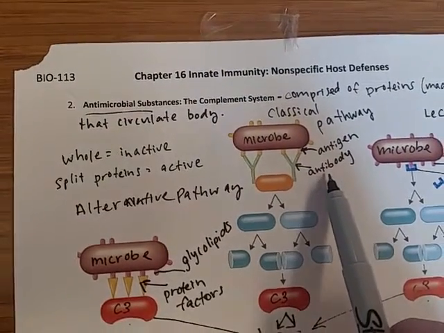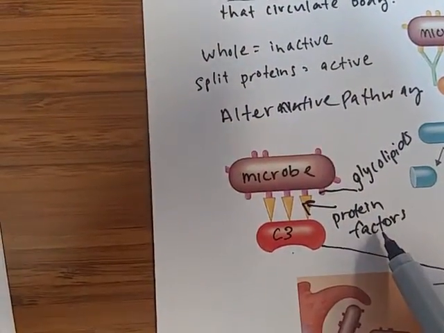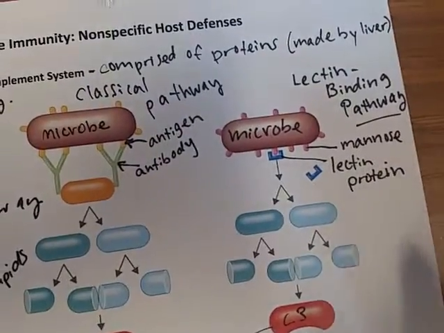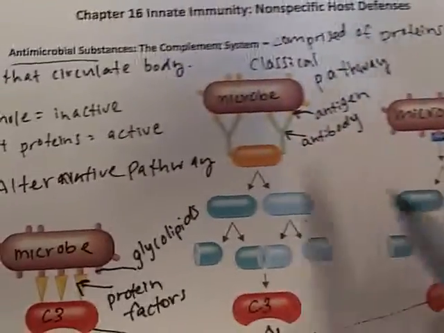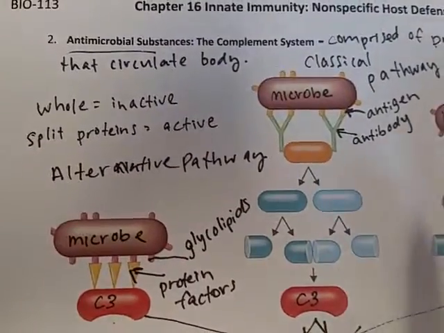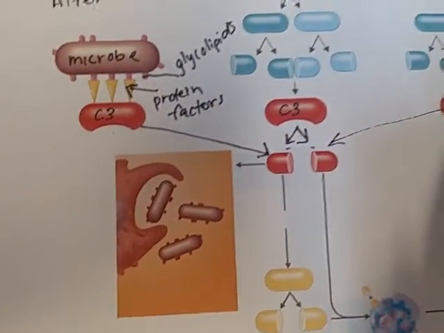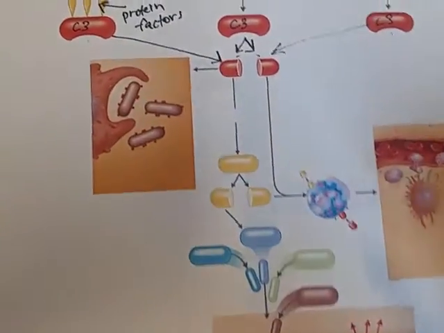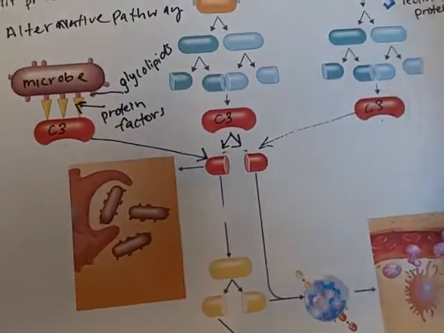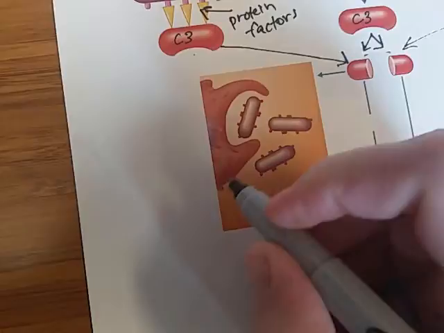So 3 different ways we can activate. Classical pathway, an antibody binds to an antigen of a pathogen. An alternative pathway, the protein factors bind to a glycolipid of a pathogen. And then for the lectin binding pathway, we're going to have lectin proteins that bind to a mannose on a pathogen. So what happens when these 3 different things happen? So eventually you can see all of them activate the C3 protein. When it gets split, we're going to have these 3 resulting events. So one thing that can happen is called opsonization.